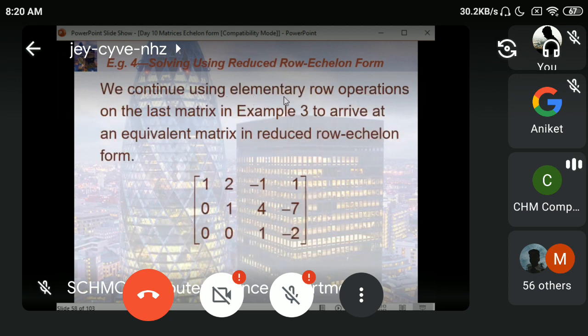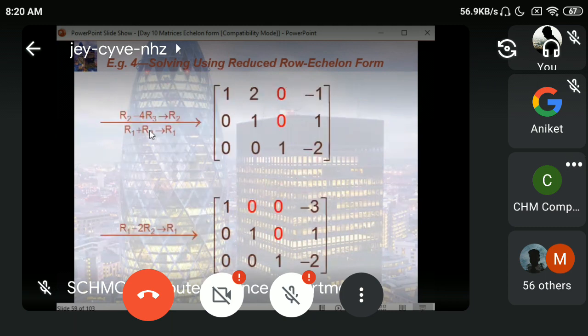We continue using elementary row operations on the last matrix in example 3 to arrive at an equivalent matrix in reduced row echelon form. So this was in row echelon form. Now my job is to get 0 in place of 4 and minus 1 in place of 4. Once I get this, then I'll move to the second last column and here I will get it as 0. So in this case, we are saying R2 minus 4 times R3 and place it back in R2. You will get 0 here and 0 here. How do I get 0 here? I will take R1 minus 2 times R2, I will get 0.